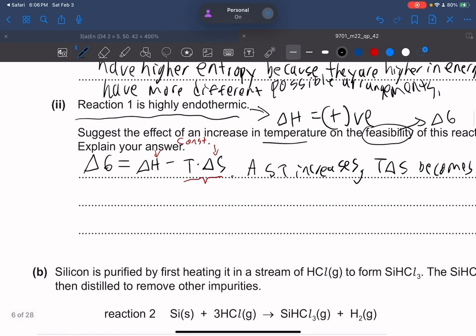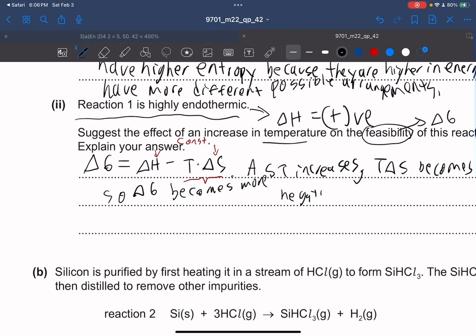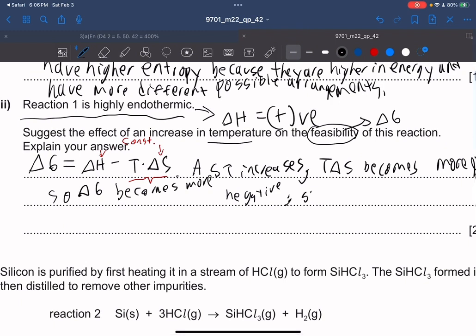So delta G becomes more negative, basically. So more feasible. All right. Honestly, I think this should do.